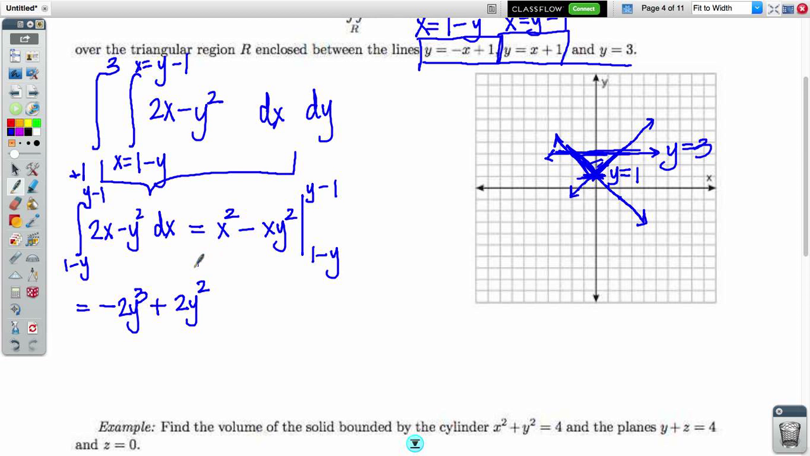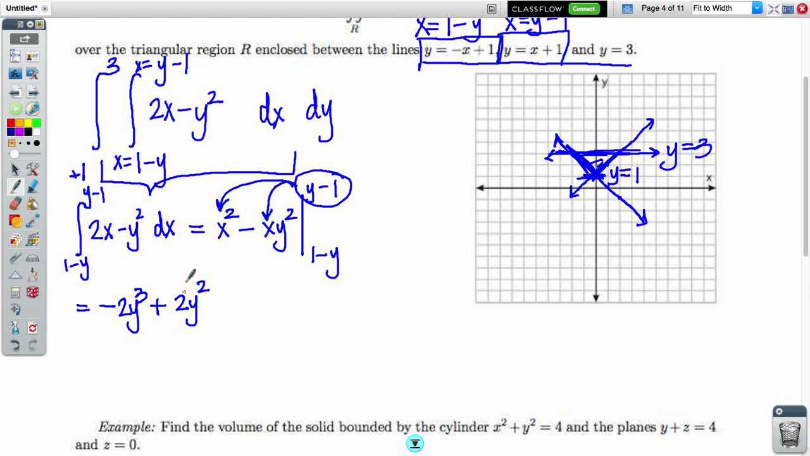If you want to pause the video, there's a whole lot of details that happened here. You're plugging in the top limit and plugging in the bottom limit, and also I should note that when I say plugging in the top limit, you're plugging that in for the x value only. It only goes in for x. Y is just going to stay because y is not our variable of integration in this first portion.